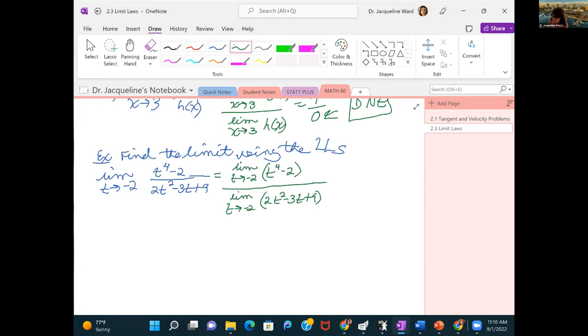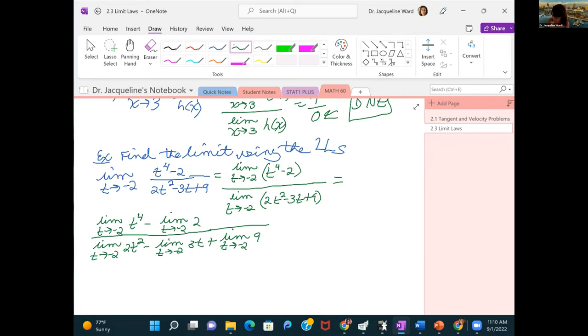And now I can use those sum and difference laws, right? On the top, it's a difference. So it's the limit as t goes to -2 of the first minus the limit as t goes to -2 of the second. And then on the bottom, the limit as t goes to -2 of the first minus the limit as t goes to -2 of the second plus the limit as t goes to -2 of the third. And then you can use the power law on the top, the constant multiple law, and the power law on the bottom, but you have to really do one at a time.